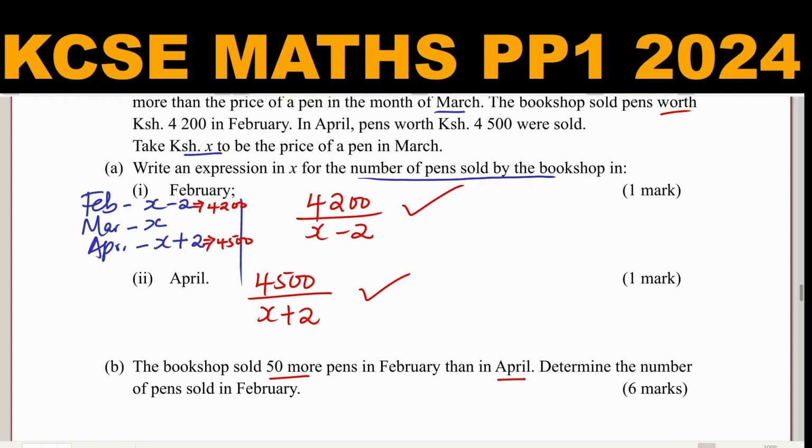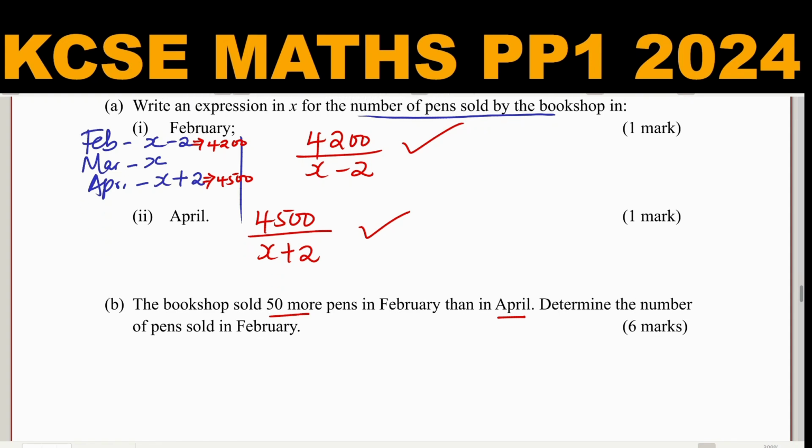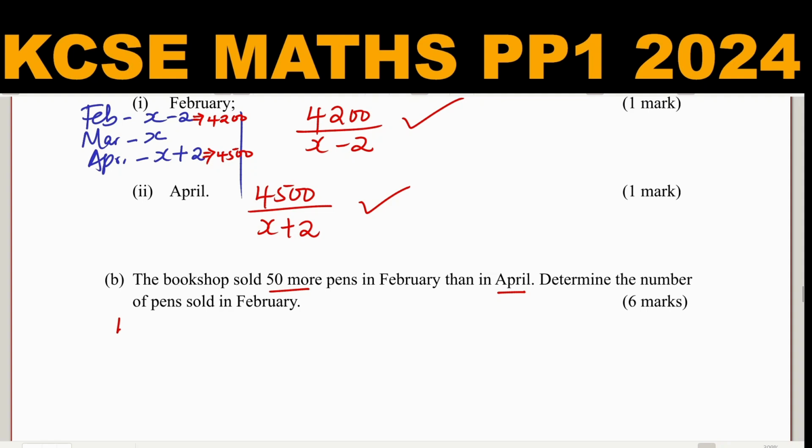That means if I take the number of pens sold in February, that is 4,200 divided by X subtract 2, and I subtract the number of pens sold in April, which is 4,500 divided by X plus 2, that should give 50. Why? Because we were told that the bookshop sold 50 more pens in February, so the number of pens sold in February is 50 more than in April.